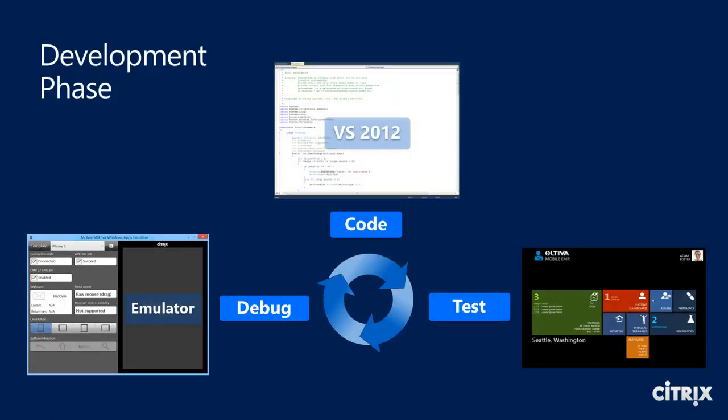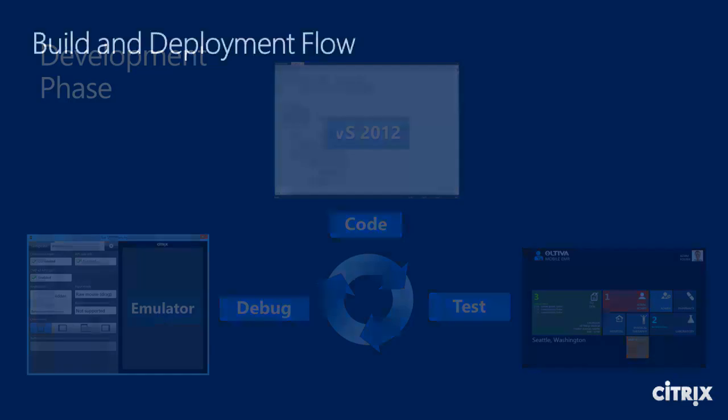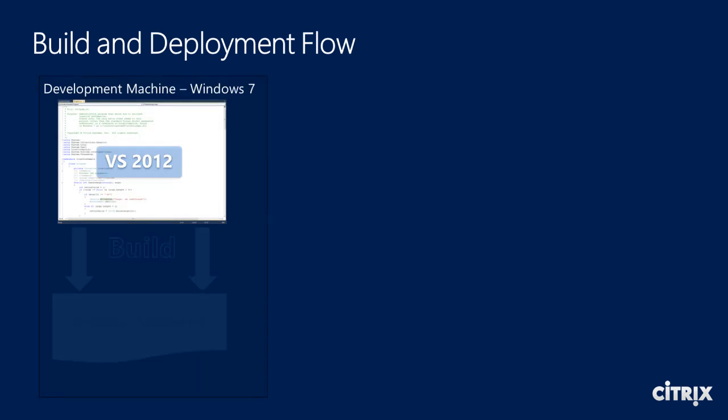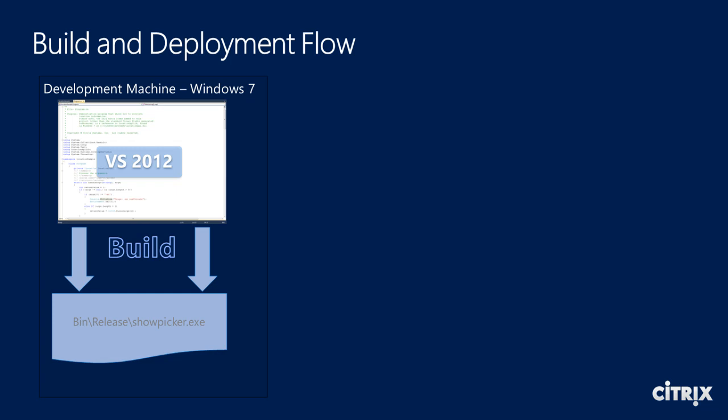In terms of the development phase, it's fairly standard. You develop the application in Visual Studio. Basically, you start testing it. The emulator helps you debug that application without a whole infrastructure set up. And once you've been able to get that application to the state you want, then you go through a build and deployment flow as well. Basically, build the application in Visual Studio. In this example, we're just showing a single .exe file.